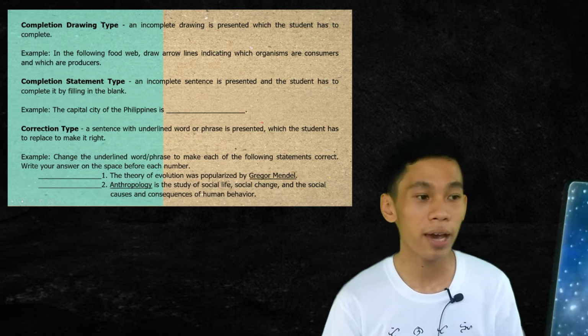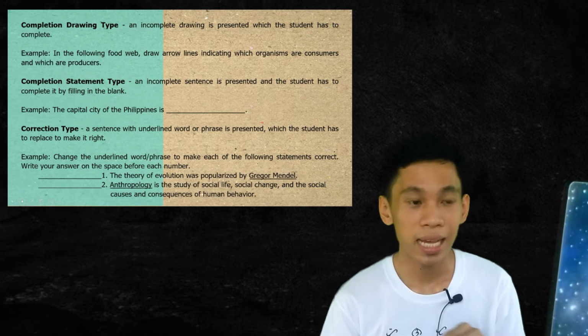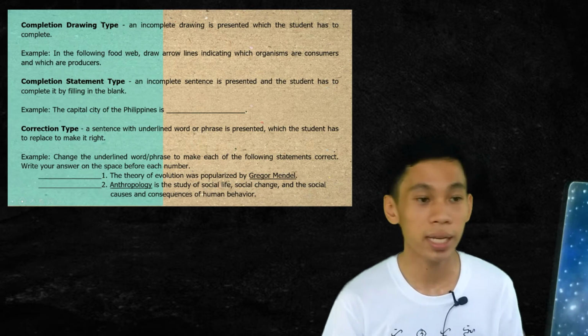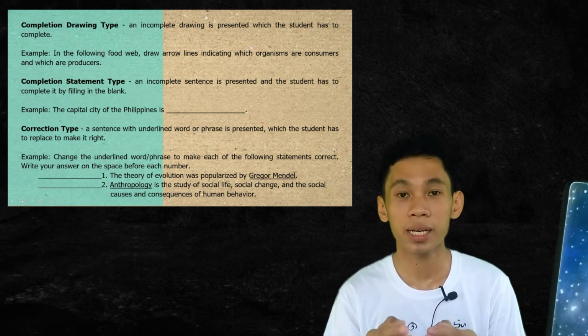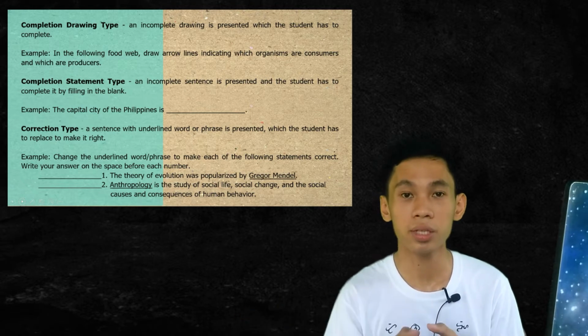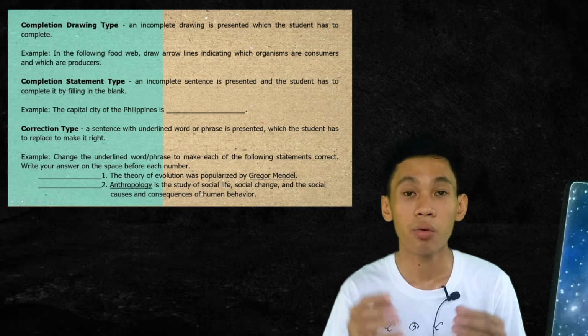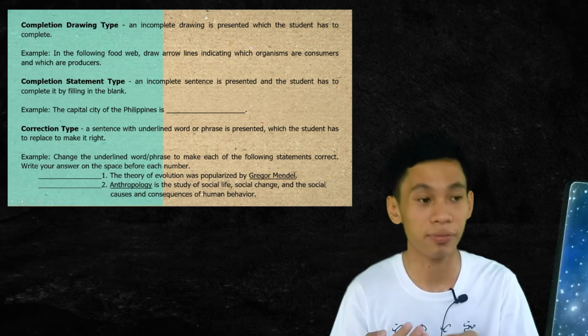Okay? Next, we have completion statement type. It's an incomplete statement that is presented to the student and the student has to complete it by filling in the blank. An example of completion type is like this. The capital city of the Philippines is blank. Okay? So I know you are all familiar with completion type tests or completion statement type of objective test.